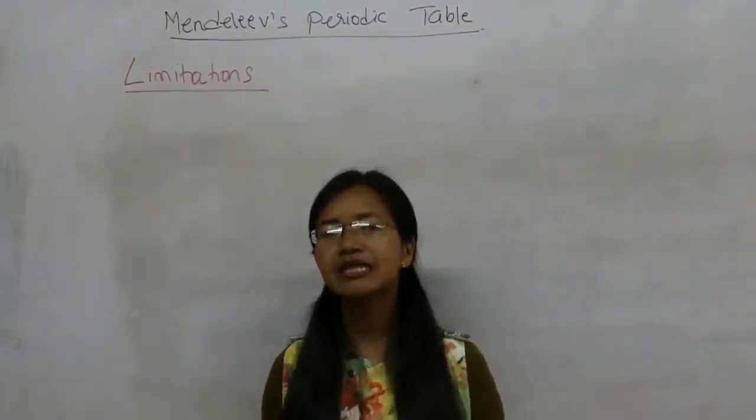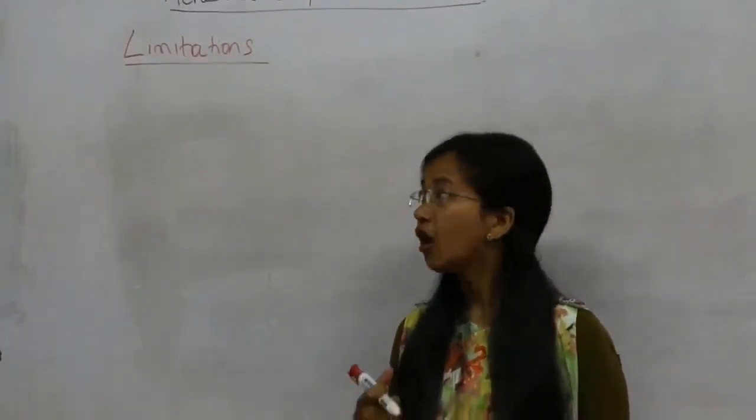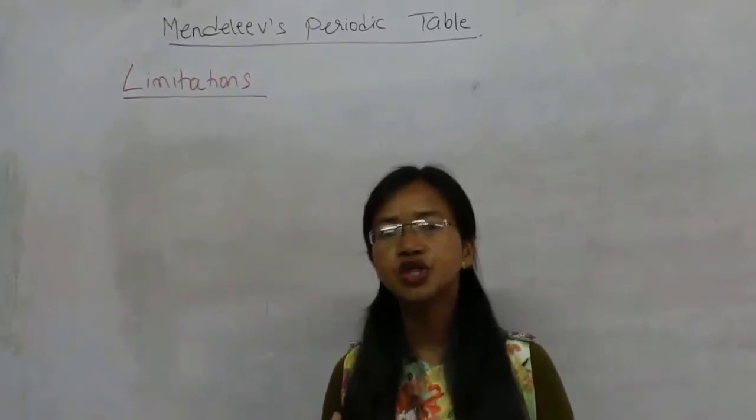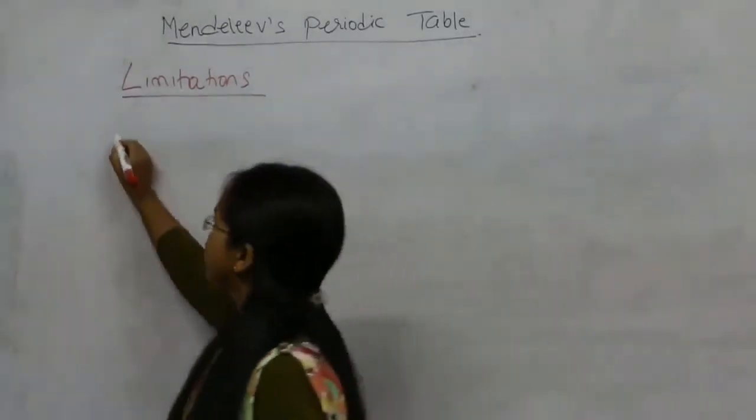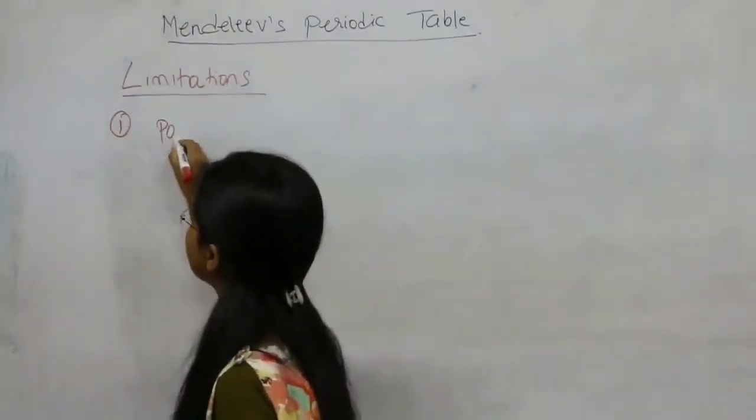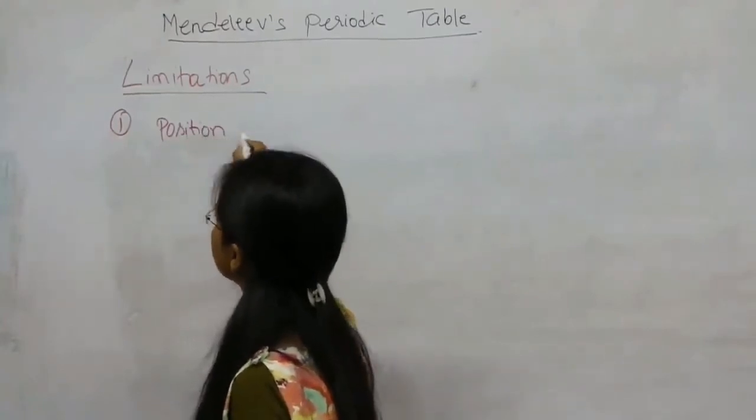Alright, the first limitation of the Mendeleev table is about the position of hydrogen.